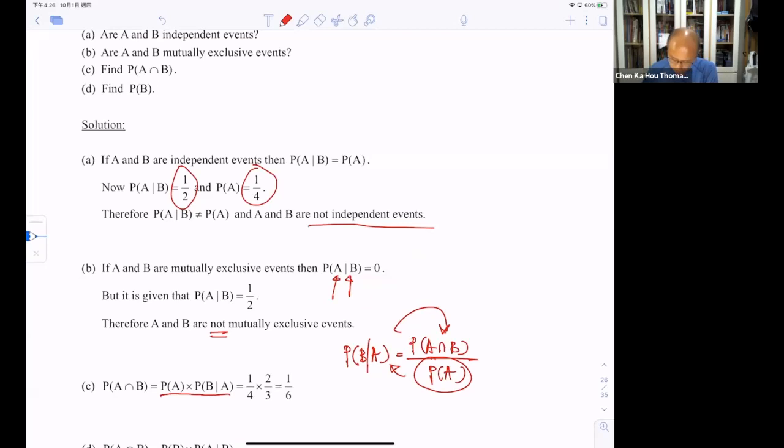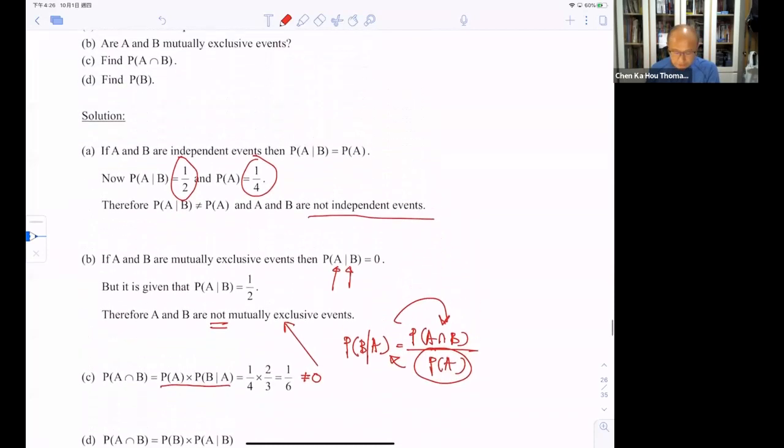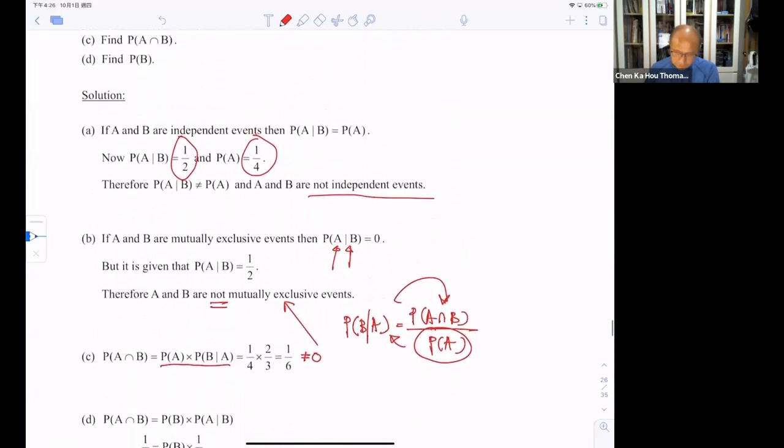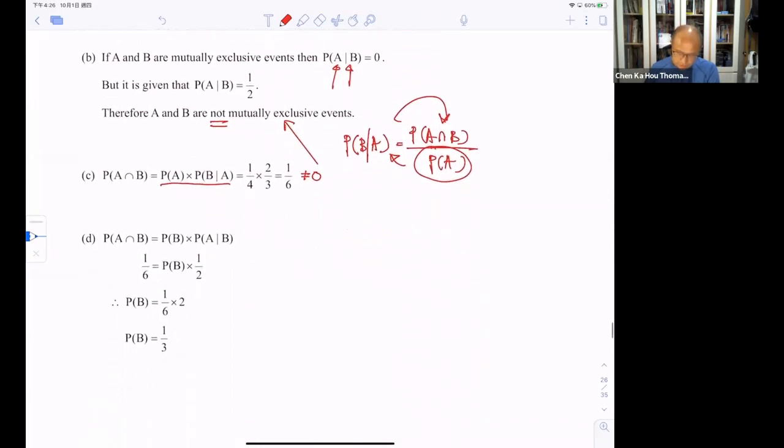And since 1/6 is not equal to 0, it implies that they are not mutually exclusive. Okay, clear? Finally, we need to find P(B). We use the equation again: P(A and B) is P(B) times P(A given B). So with simple substitution, you find P(B) is 1/3.